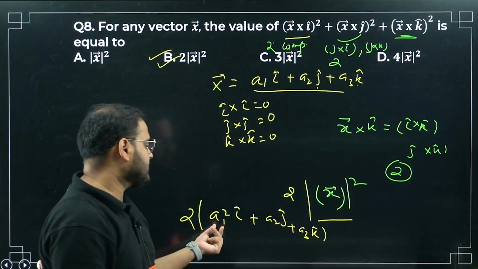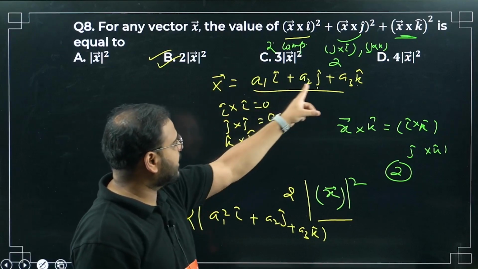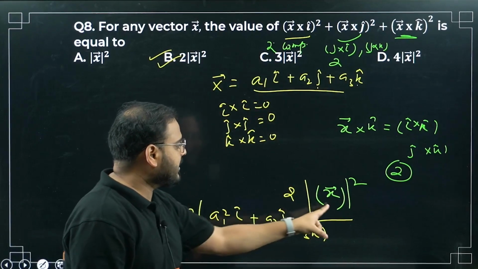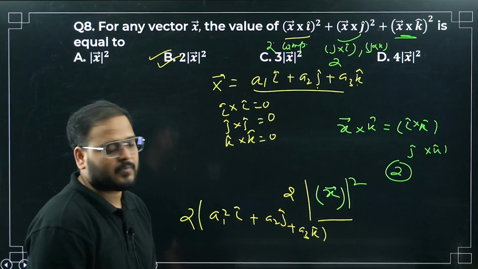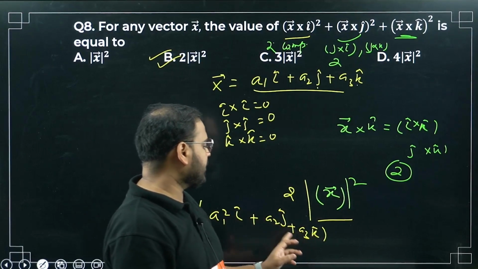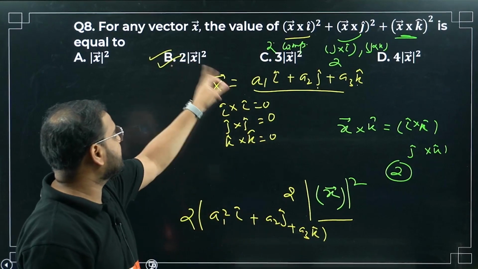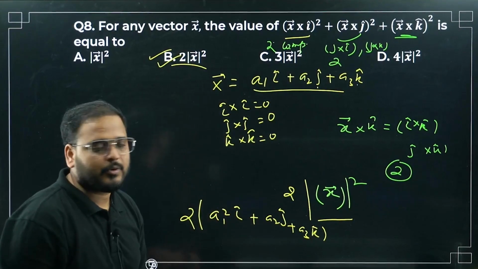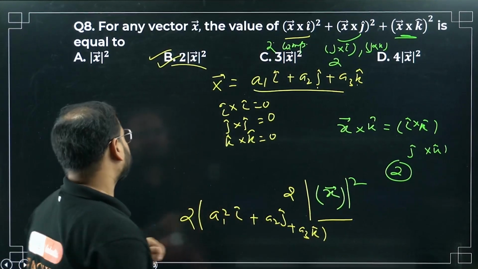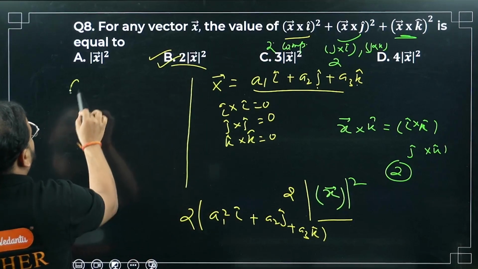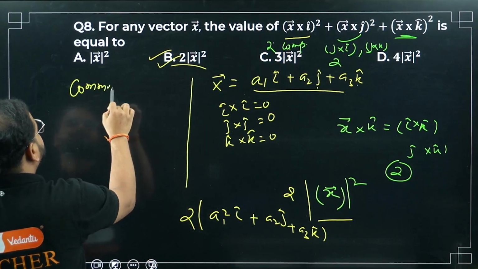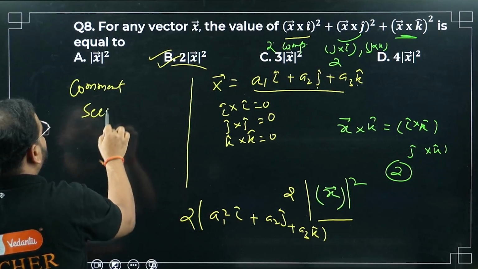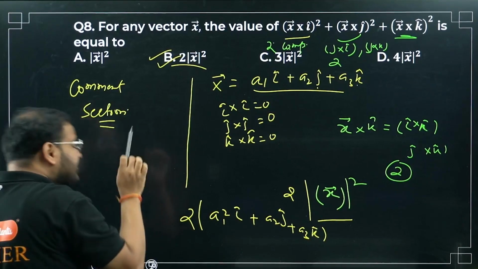And how much is that? Simply check here. If x is A1, A2, A3, this is simply x square, the mod. A1 square i cap, A2 square j cap, A3 square k cap will be the same result. If it is without the i cap, it will simply become the modulus. Please check option number B. If you're having this doubt, let me know in the comment section. But I want you to first attempt and solve it.